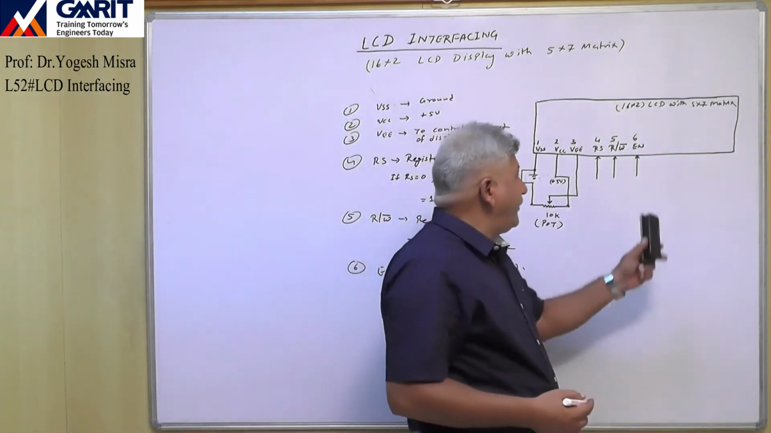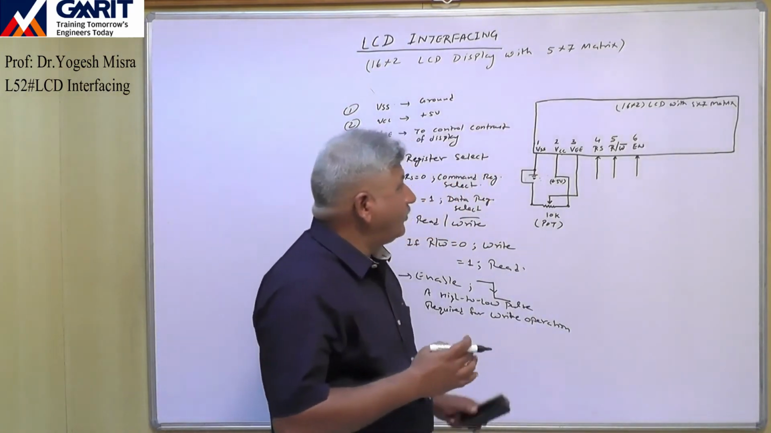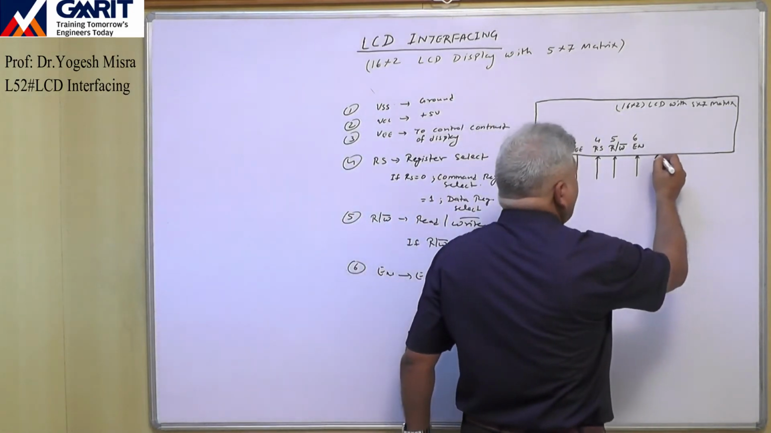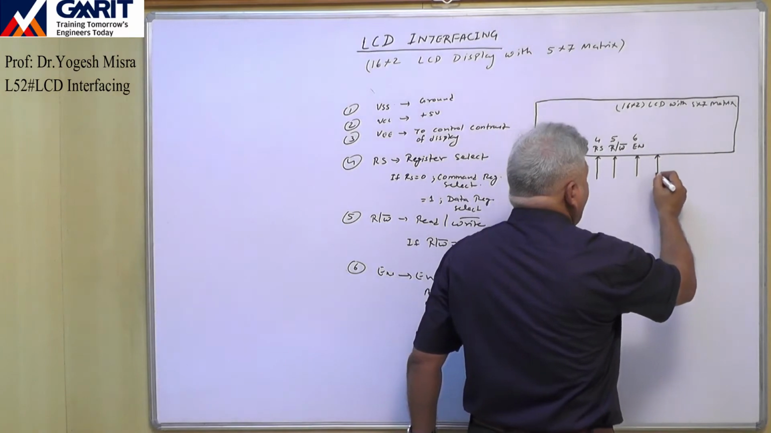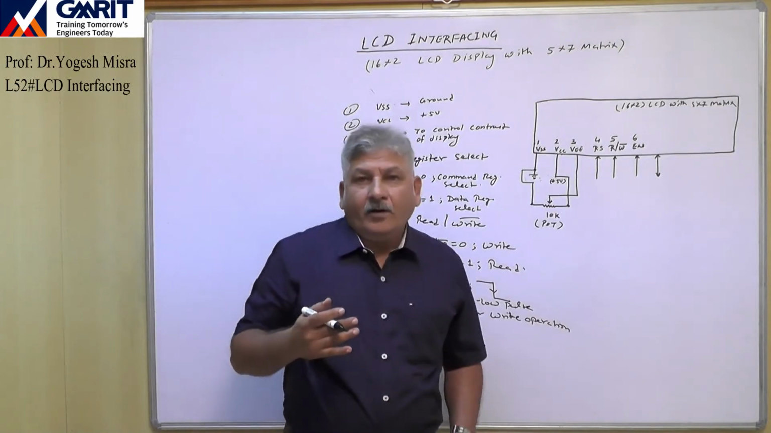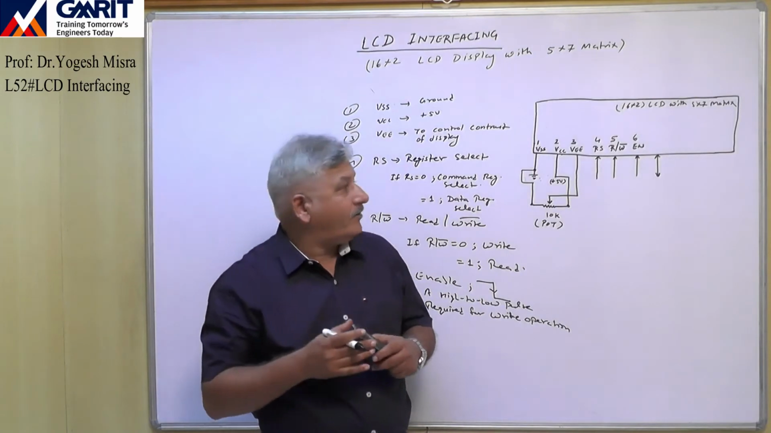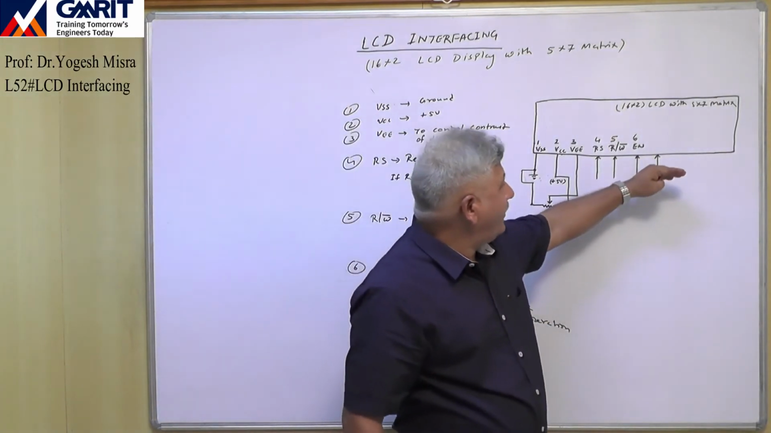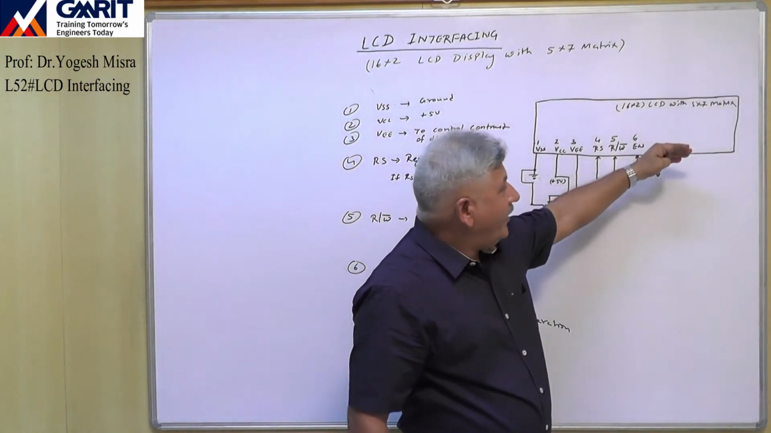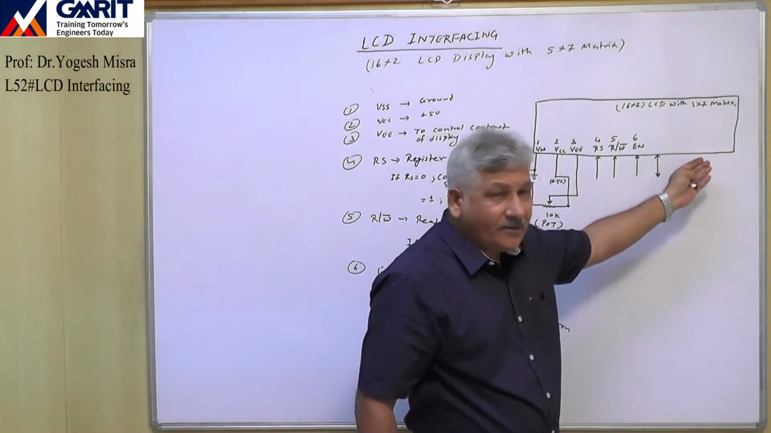Now after this, there are data lines. In this LCD module there are 8 data lines. Data lines are bidirectional. And why are they bidirectional? Because when we want to load the command word or data word in the command register or data register, these lines act as input lines for the LCD module. And if we want to read something from the command register or data register, then at that time these lines act as output lines.